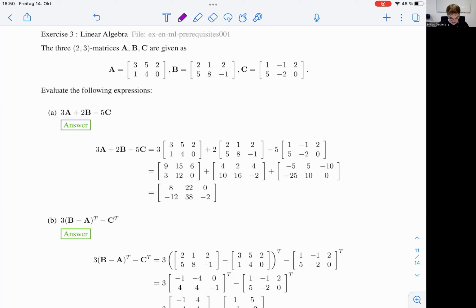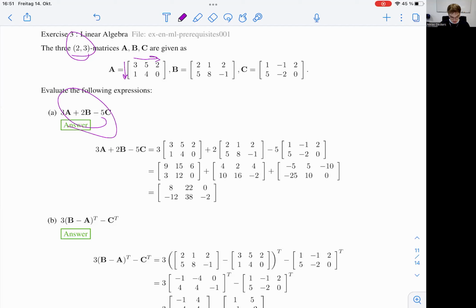So first, let's see what we are given here. We are given 3 matrices, and here we call them 2 by 3 matrices. This means that they have 2 rows and 3 columns. And this is also very important later because we really want compatible matrices. For example, you couldn't add 2 matrices whose shapes don't align. That just wouldn't work, wouldn't be defined.